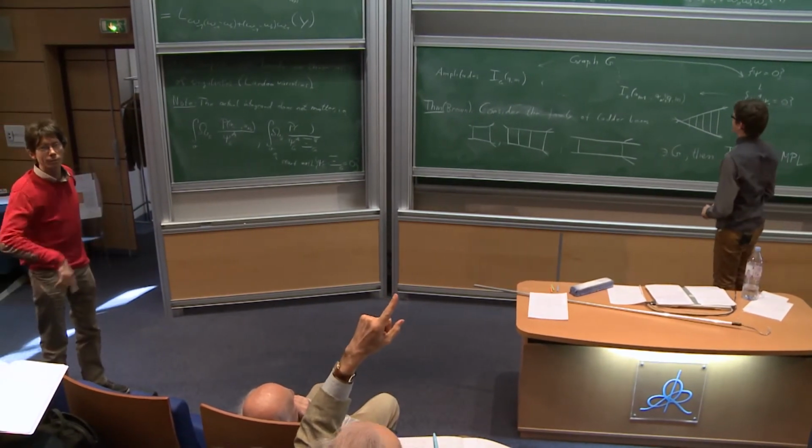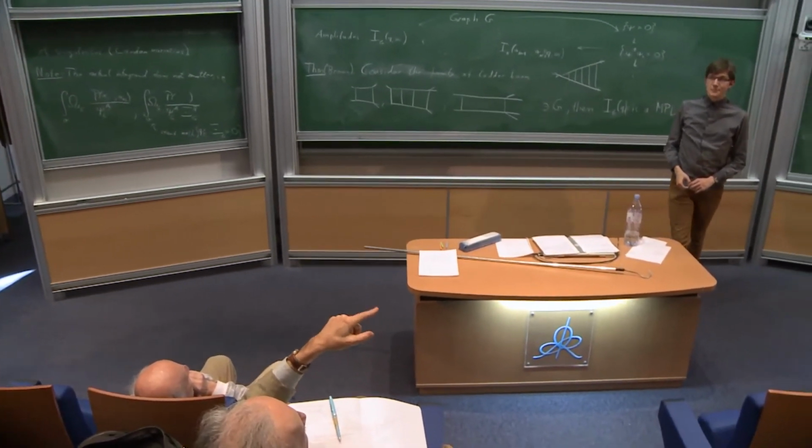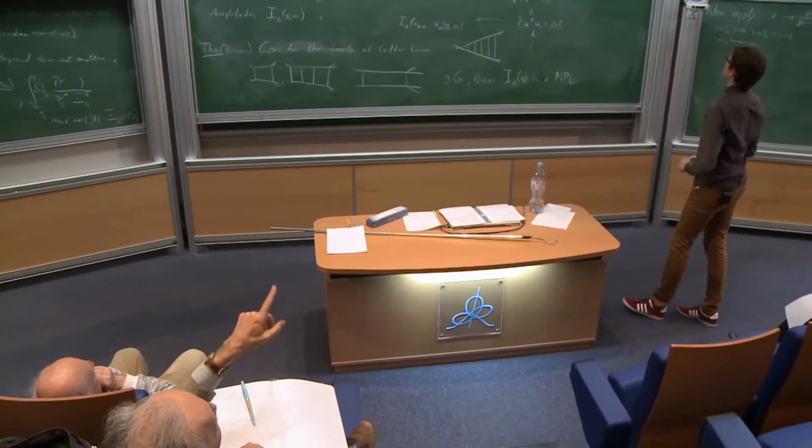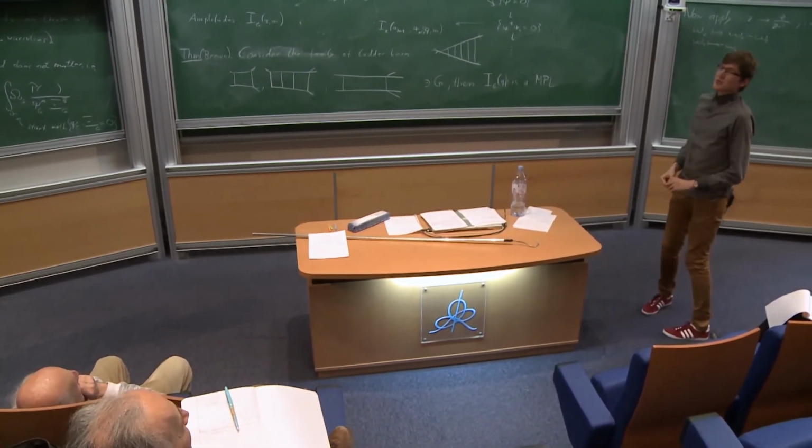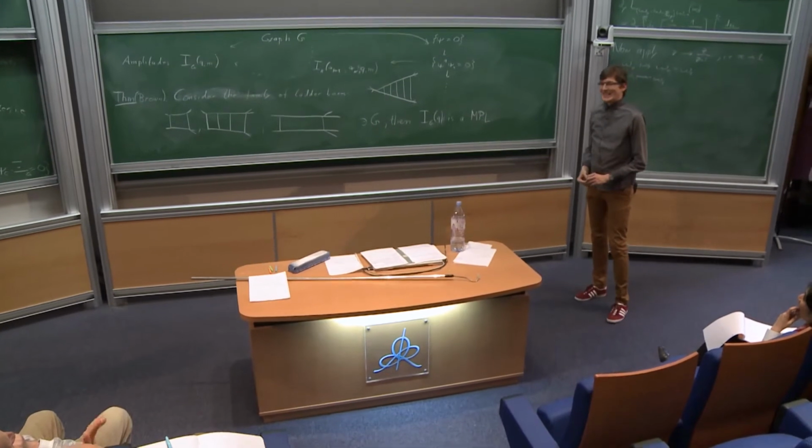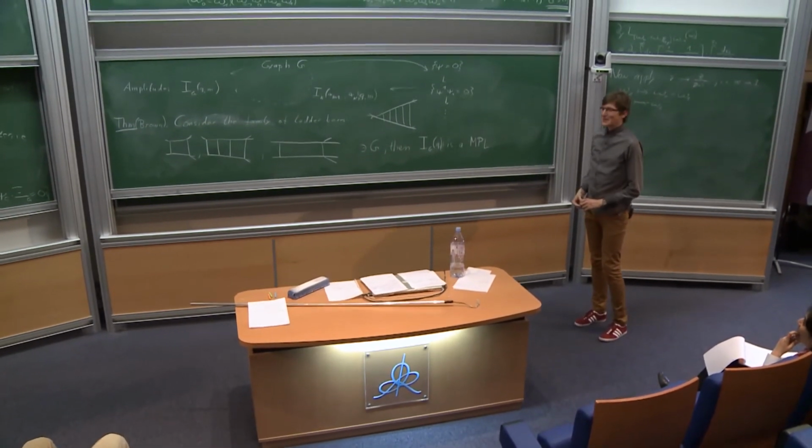Okay, any question? What happens if the dimension D is odd and I have square roots? Yeah, I don't say anything about odd dimensions. I'm sorry for that.